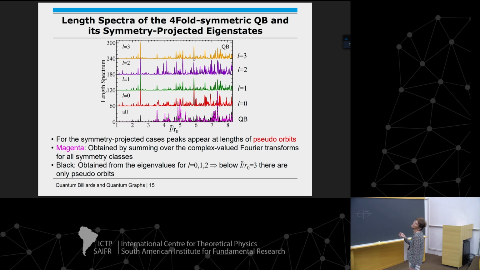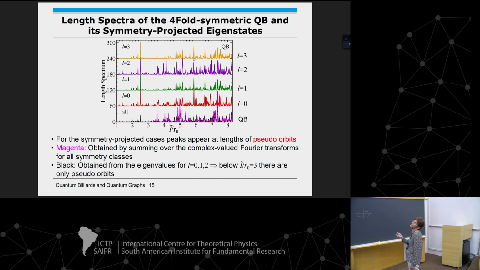For L equal to 0 and L equal to 2, you have the red and violet ones, and then for L equal to 1 and 3, I was confused. Here I show L equal to 3 and L equal to 1. You see that they have peaks below 3.